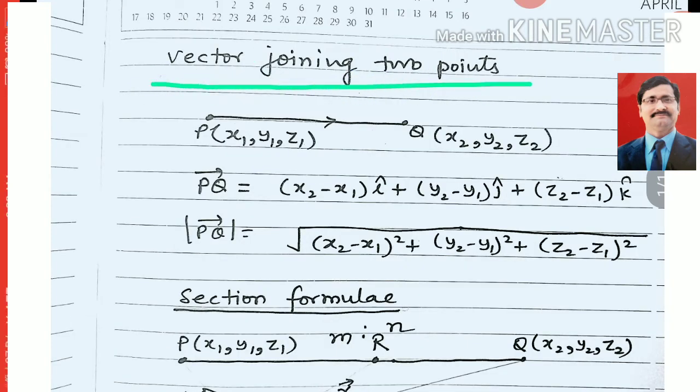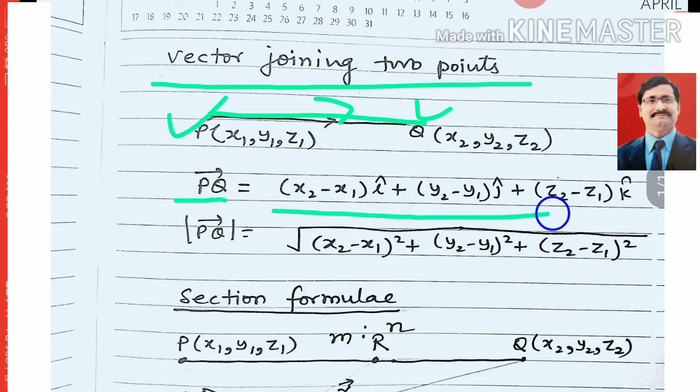Vector joining two points. Here two points are given, P and Q, and the vector PQ joins the two points. Now you can find the PQ vector, that will be (x2 minus x1) i plus (y2 minus y1) j plus (z2 minus z1) k. Now you have to find the PQ modulus, which is the length of this PQ, that we will find as root of (x2 minus x1) square plus (y2 minus y1) square plus (z2 minus z1) square.